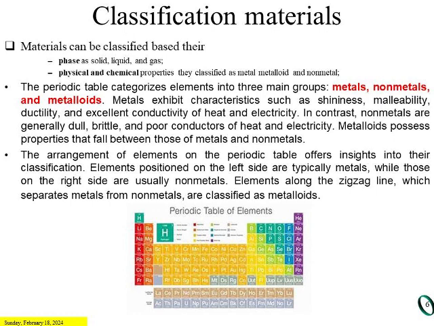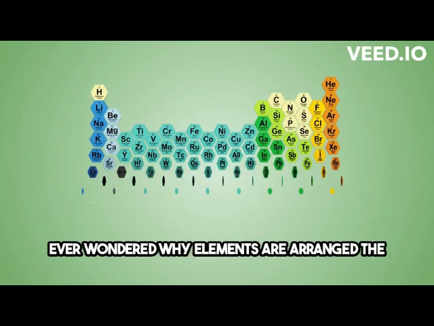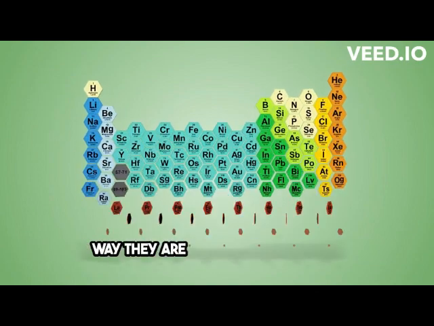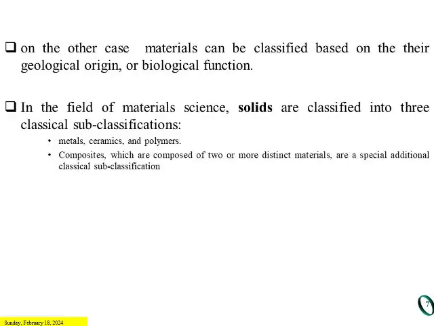The arrangement of elements on the periodic table offers insight into their classification. Elements positioned on the left side are typically metals, while those that separate the metals from non-metals are classified as metalloids. On the other hand, materials can be classified based on their geological origins or biological functions. Let's go back to the classification based on phase.